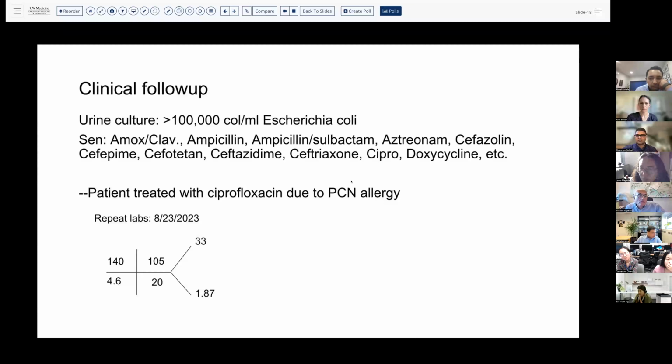So I'll hand it over now to Johan for the clinical follow-up. Dr. Chow asks, Johan, did this patient have any clinical signs or labs indicating pyelonephritis before the biopsy?